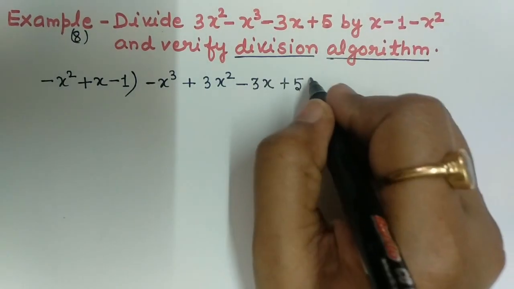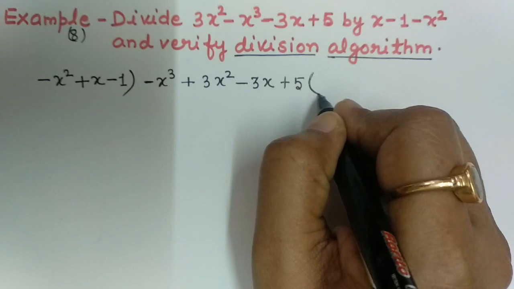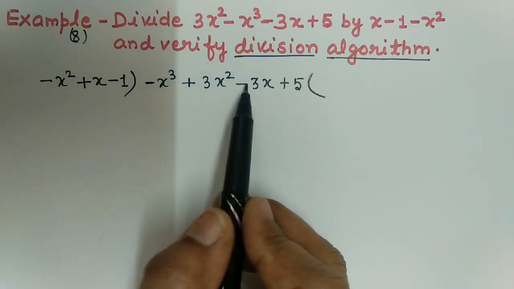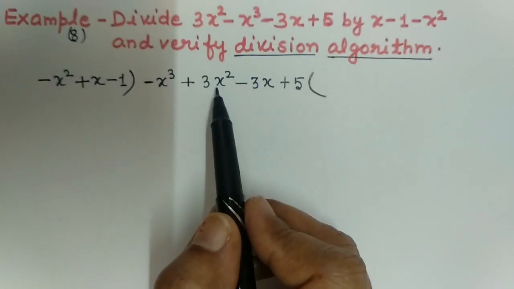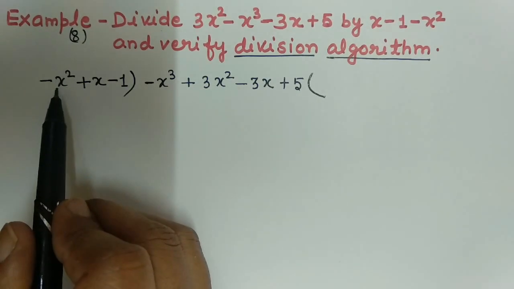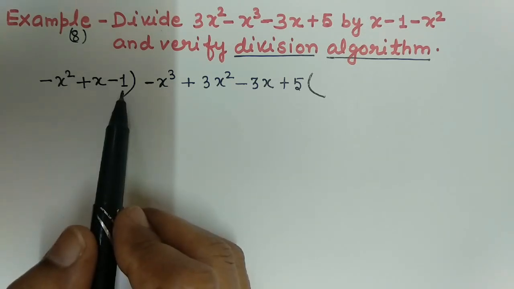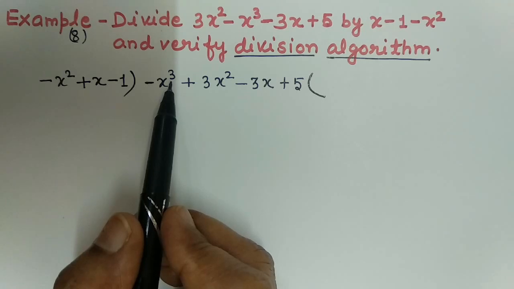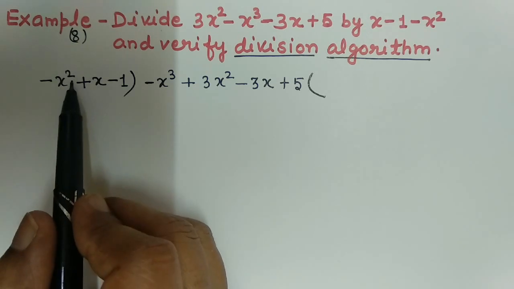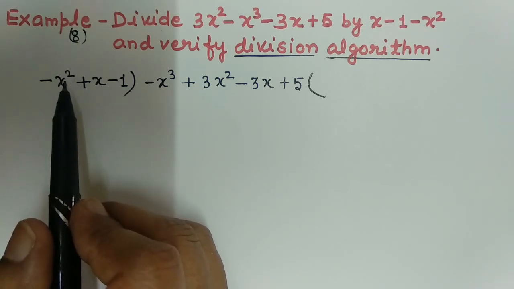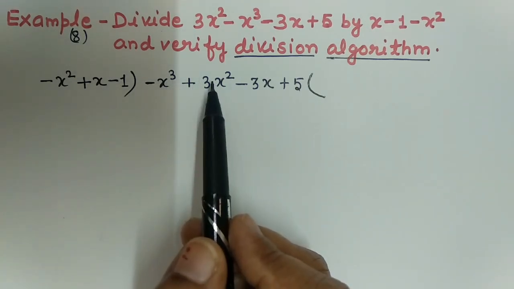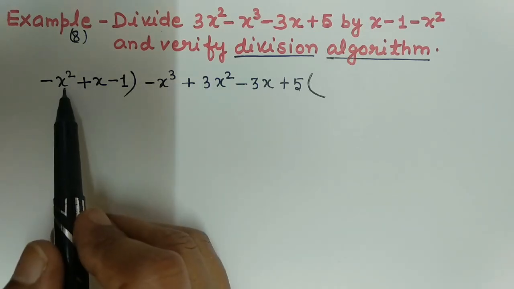Okay. Now I have to divide. So just have a look here. This is our dividend, minus x cube plus 3x square minus 3x plus 5, and this is our divisor, minus x square plus x minus 1. So what is the degree of dividend? The degree of dividend is 3 and the degree of divisor is 2. So for division to take place, the degree of dividend must be higher than or equal to the divisor. Okay.